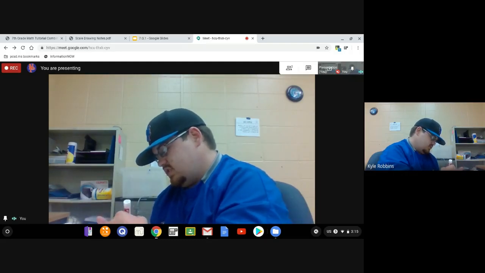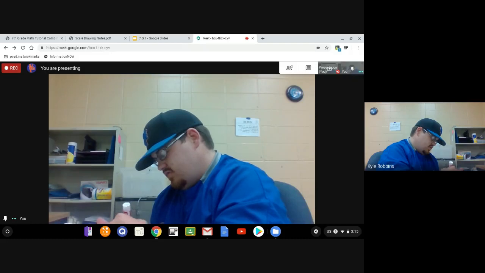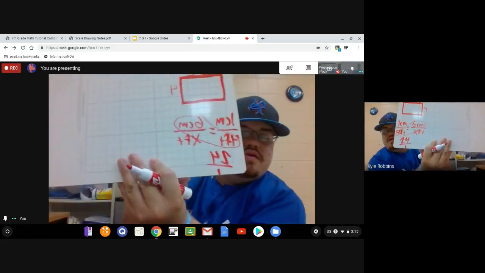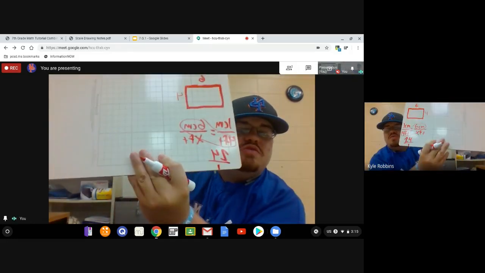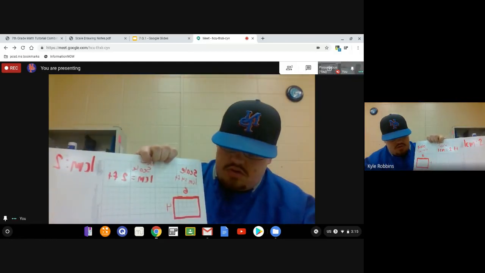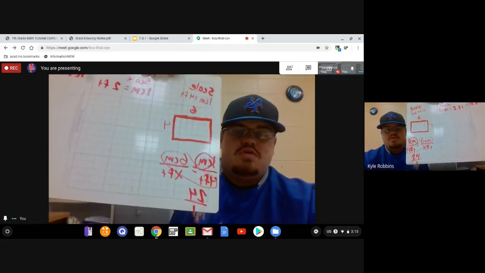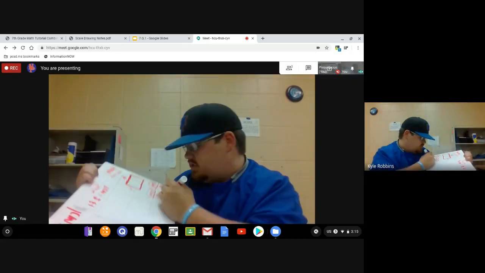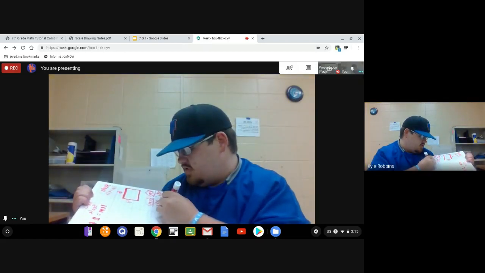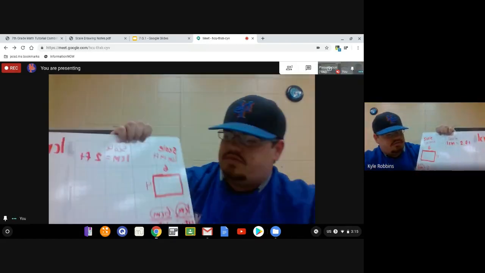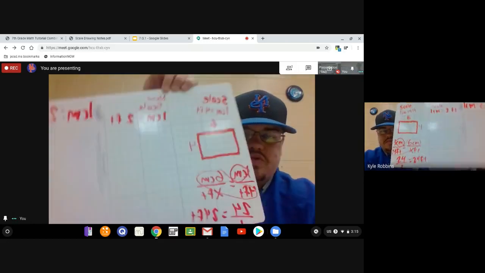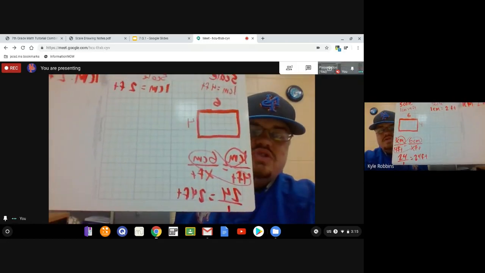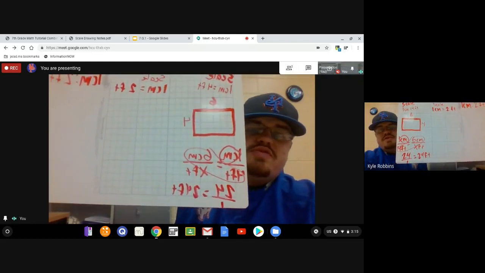4 times 6 gives us 24 divided by 1, because that's the one that's with the x here. 24 divided by 1 is going to give us 24 feet. So the actual distance of this garden will be 24 feet long.